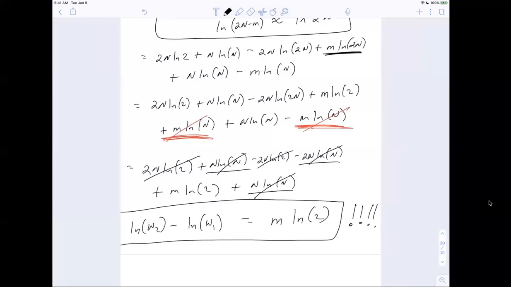Okay, so I put exclamation points, and I'm going to stop here. But wait a second. This log of W2 minus log of W1 is equal to m, which is the number of particles. It's kind of like moles. And number of particles is related to moles times log of 2. But wait a second.